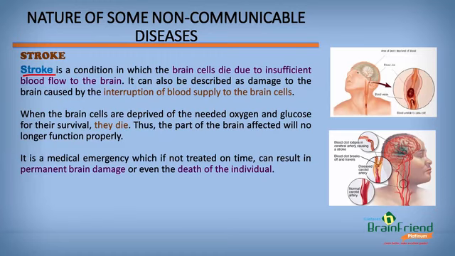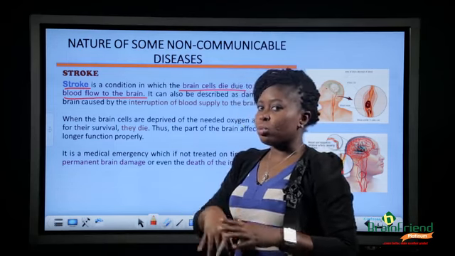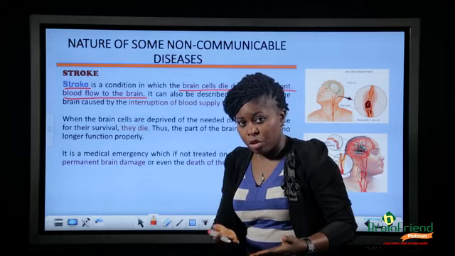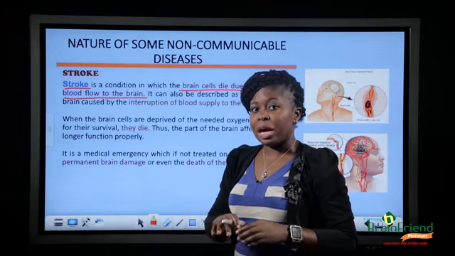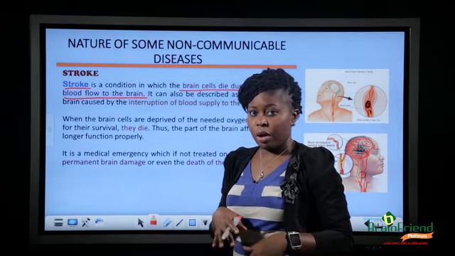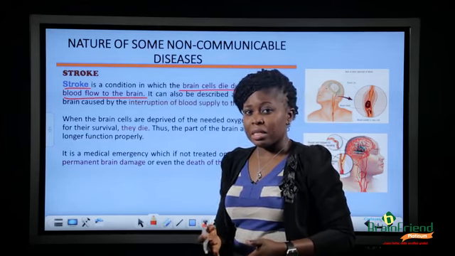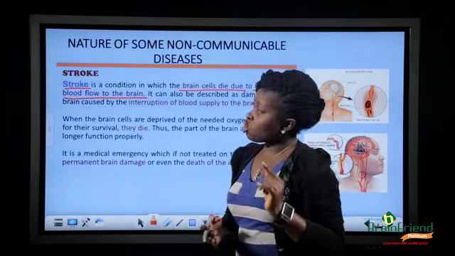Stroke is a condition in which brain cells die due to insufficient blood flow to the brain. The blood in our body flows to every part of our body. In fact, any part of our body that blood is cut off from will be damaged, because it is the blood that also carries oxygen to different parts of our body. So any part of our body that lacks blood, and by extension lacks oxygen, would suffer damage.